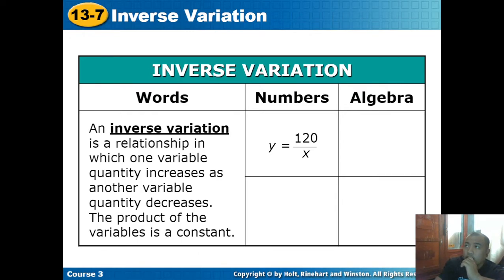In direct variation, we have y equals kx. So this time in inverse variation, we're going to divide the constant of variation by x. So y equals k over x. It's equivalent to y equals k over x. And if we're going to solve for k, the constant of variation, we'll just multiply the variables x and y.